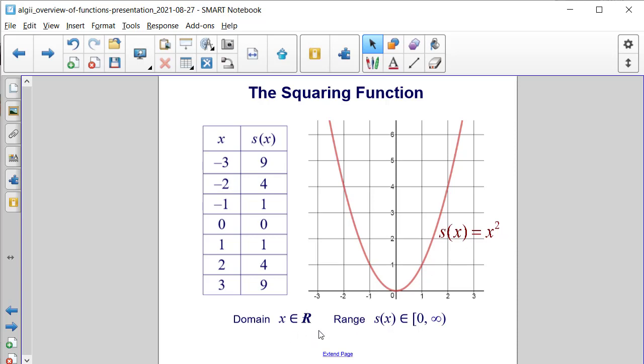The domain consists of all real numbers, but then the range of this parent function only goes from 0 to infinity. And it does include 0, since the vertex of the parent quadratic or squaring function is 0, 0.